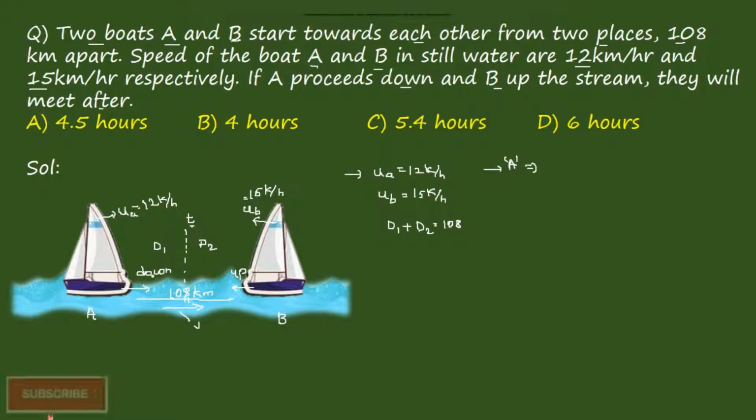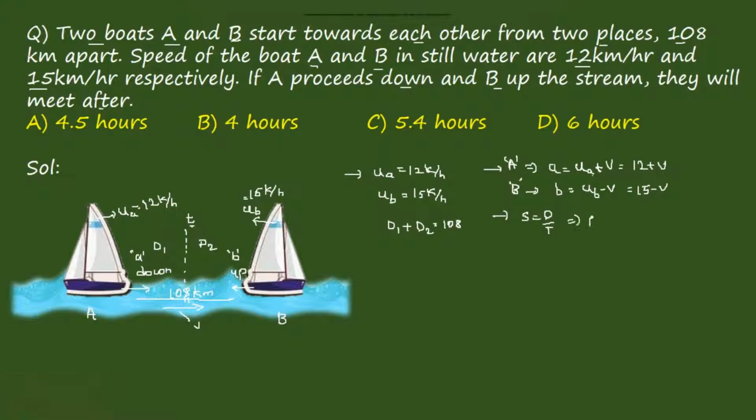Alright, if you consider boat A, it is moving downstream. Consider the speed of A in downstream as A, and B is moving upstream, with upstream speed B. Then speed A is equal to U of A plus V, right? It's nothing but speed of boat A plus speed of the stream, which is equal to 12 plus V. If you consider boat B, it is moving upstream, then B is equal to U of B minus V, which is equal to 15 minus V, right? Till here it is fine. The general thing that we know is speed is equal to distance by time.